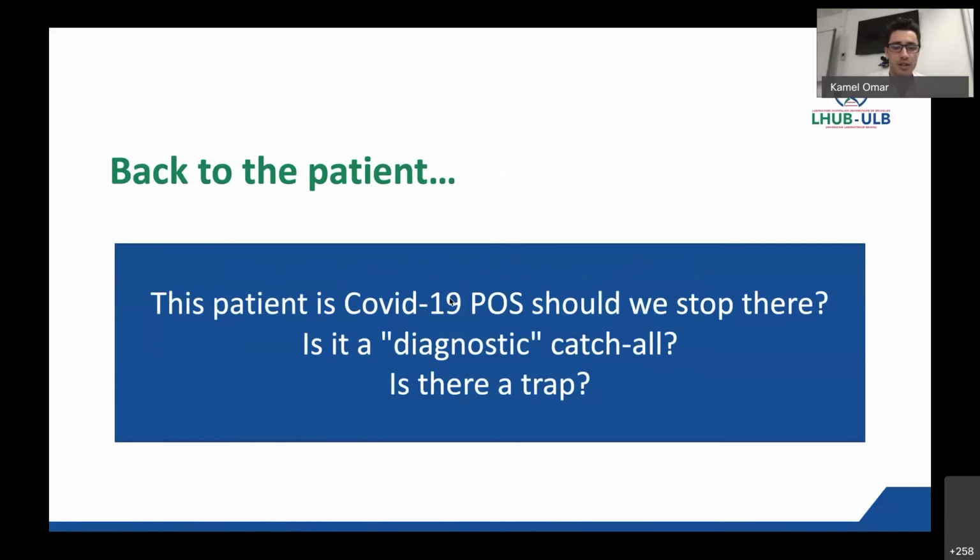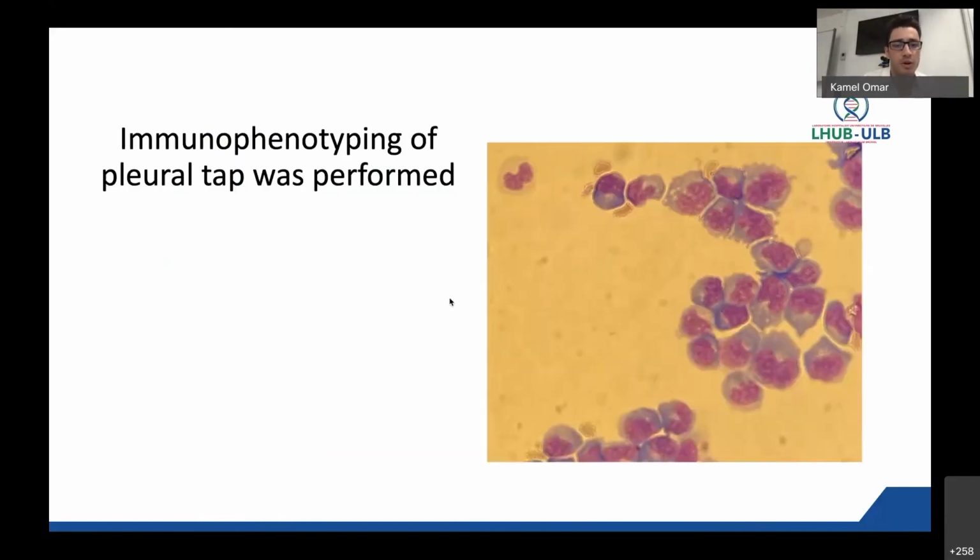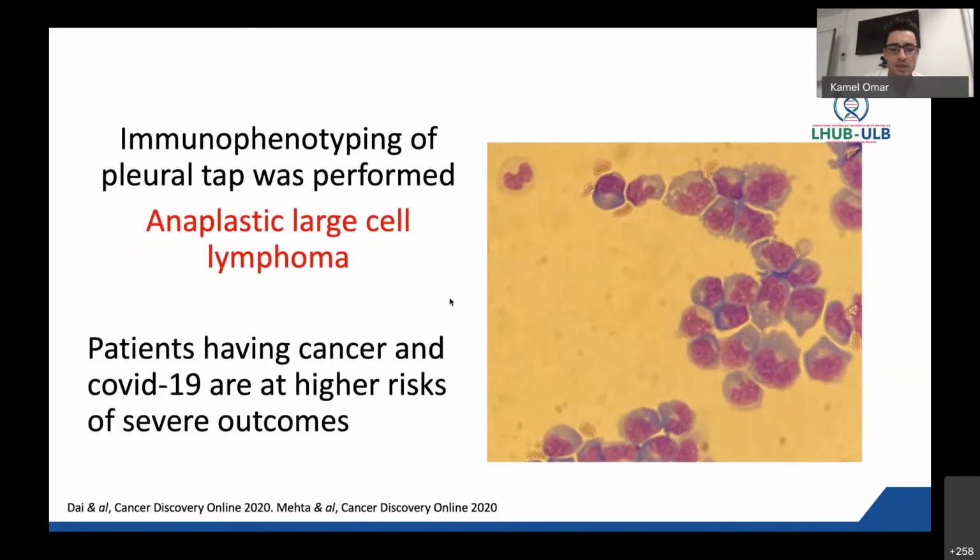So our patient was COVID-19 positive. So should we stop there? Is it a diagnostic catch-all? Like, okay, he had a pleural effusion and COVID-19 with lymphocytes that look reactive. So it's just reactive to the COVID-19 infection. Or maybe is there a trap? So yeah, of course, there is a trap. So we performed an immunophenotyping on the pleural tap, and we found out that our patient had an anaplastic large cell lymphoma. So we must highlight that patients having cancer and COVID-19 are at higher risk of severe outcomes.